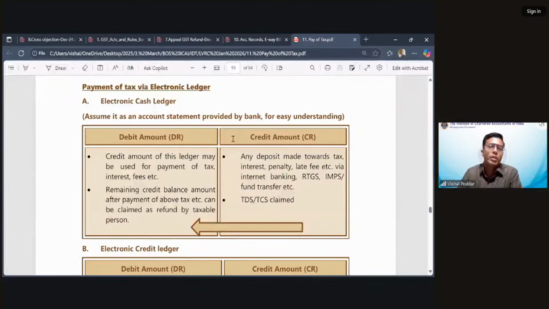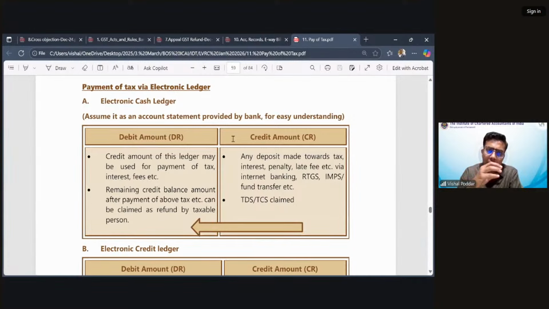Now, how are the entries to be passed? If you want to understand this, you have to first understand standard 11 BRS. When we were doing BRS in standard 11, we realized that in our books, we have the bank balance or the bank account or the bank column. Similarly, the bank is also maintaining our details in their records.